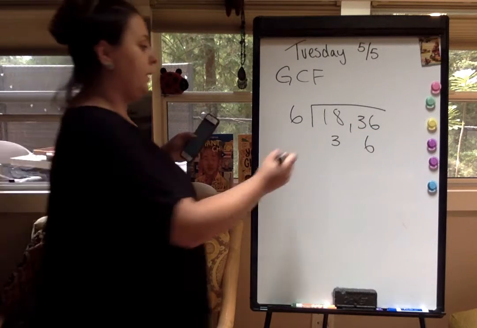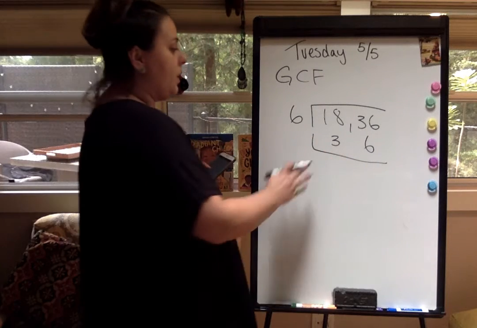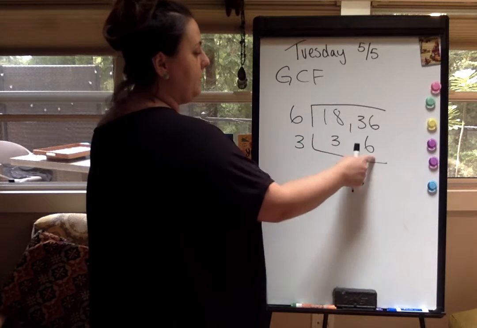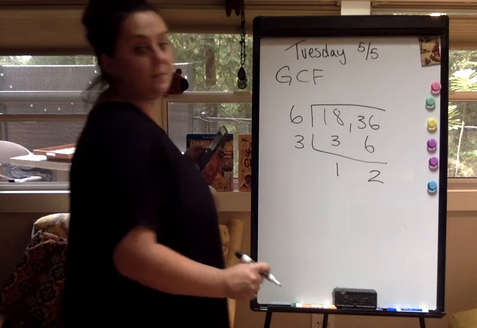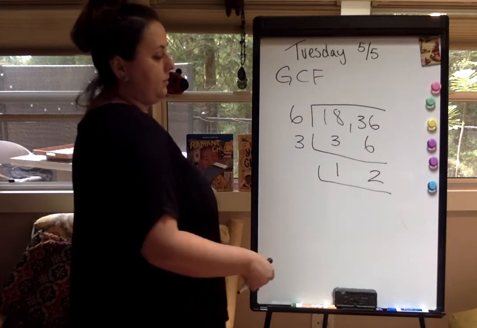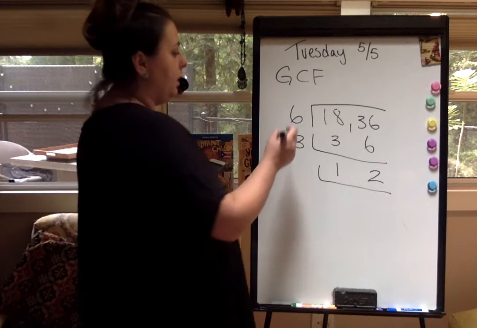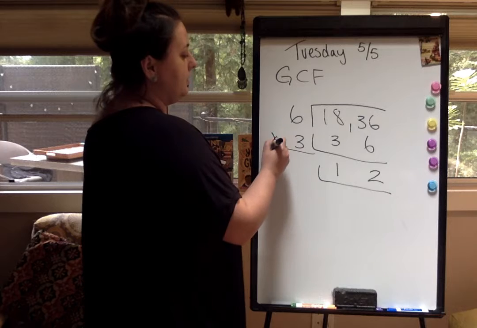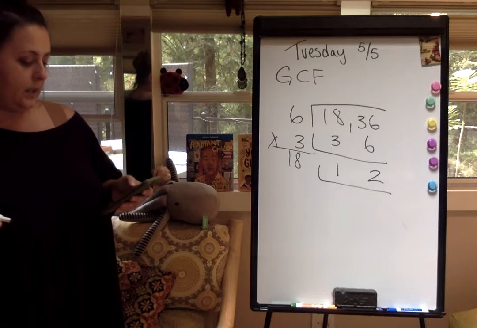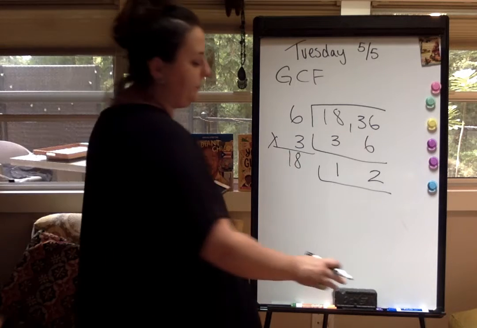Now we have to find out if anything will evenly go into this number. Well, I know that 3 will go into 3 1 time, and 3 will go into 6 2 times. So once you reach here, you know nothing else is going to go in here except for 1. 6 times 3 is 18. So 18 is going to be your greatest common factor. Okay, next one.